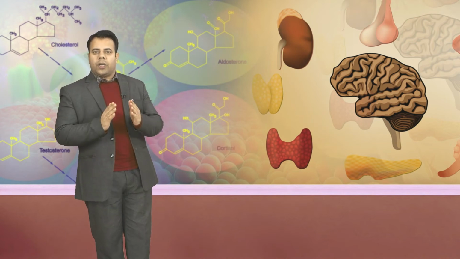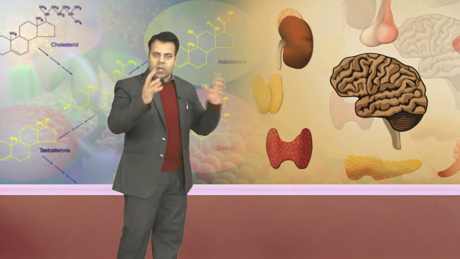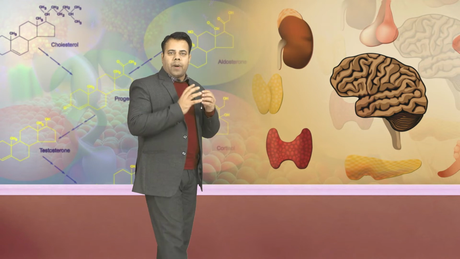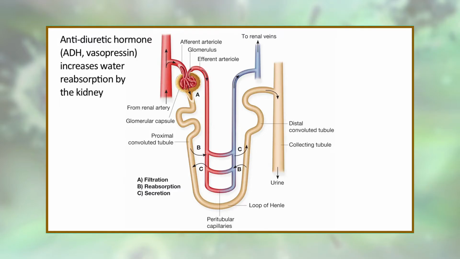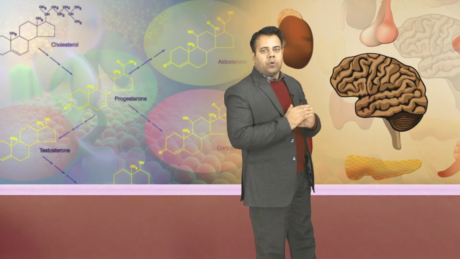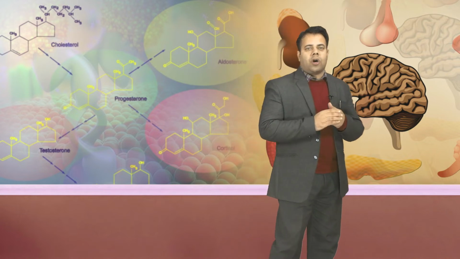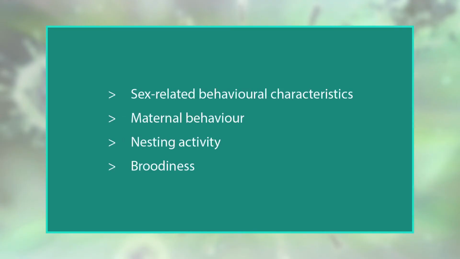Hormones regulate ion movements across the membrane and control permeability to water. For example, antidiuretic hormone, or ADH, or vasopressin, increases water reabsorption by the kidney. And hormones have a dramatic effect on behavior, such as sex-related behavioral characteristics, maternal behavior, nesting activity, and broodiness.